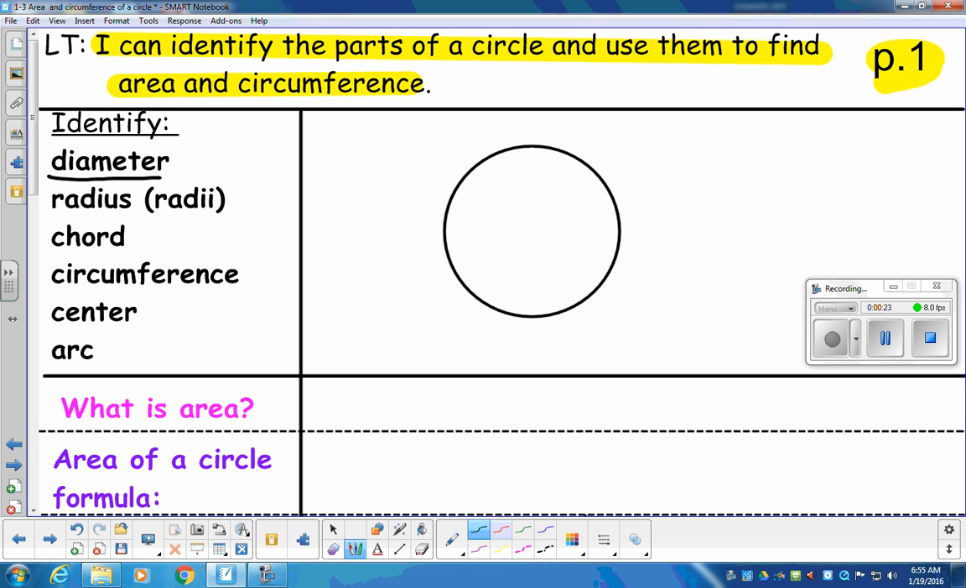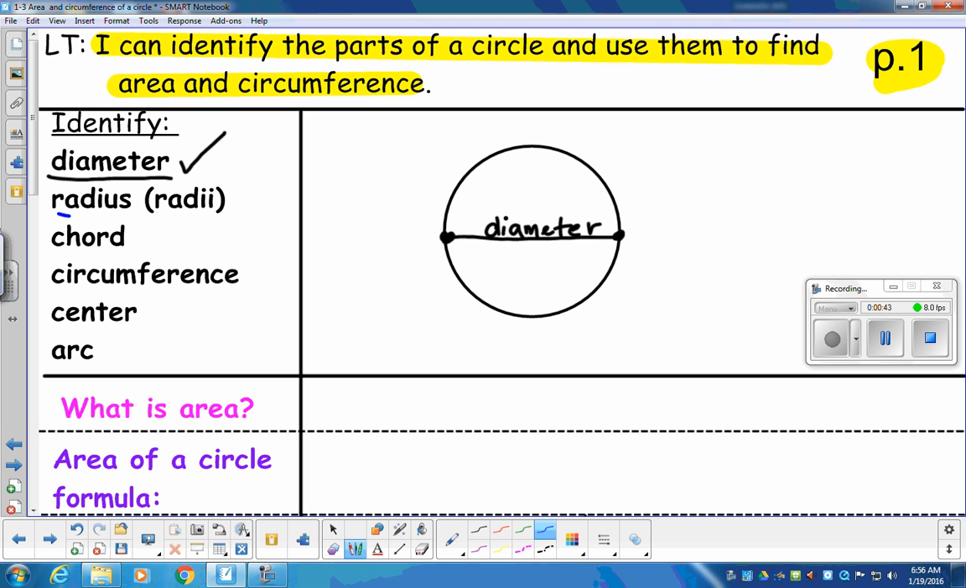We're going to start with the diameter. The diameter in the circle song was the line that goes from side to side passing through the center. This was our diameter. Go ahead and write diameter. The line that goes from side to side passing through the center is the diameter of the circle.